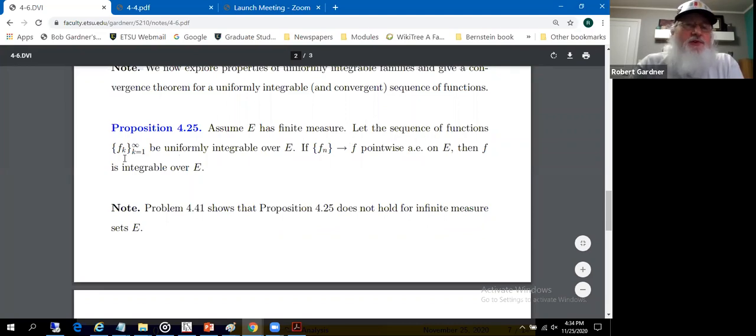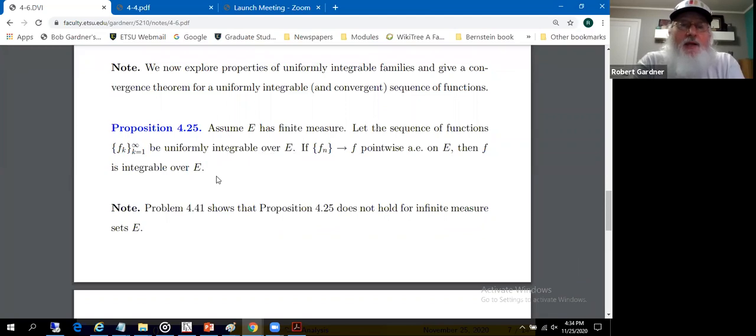Let the sequence of functions, f sub k, k equals 1 to infinity, be uniformly integrable over E. If f sub n converges to f pointwise almost everywhere on E, then f itself is integrable. So it's a conclusion of integrability of the pointwise limit function of a collection of functions which is uniformly integrable, to throw around the lingo.